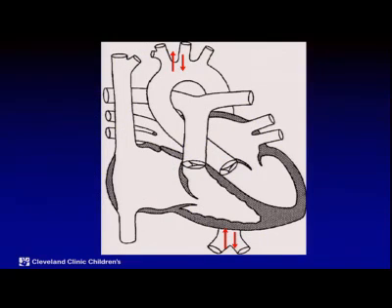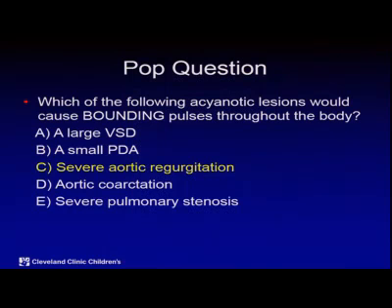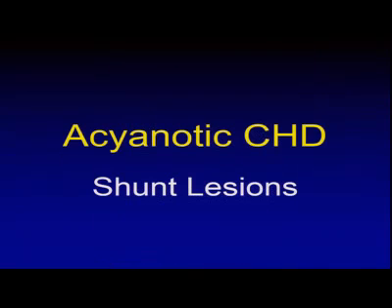So if you have severe aortic regurgitation, all that blood in diastole is going back to the left ventricle. This will steal blood away from your head and neck and leg vessels in diastole. This will cause low diastolic blood pressure, high pulse pressure, and bounding pulses. So remember that. Again, a large PDA would give you the same.